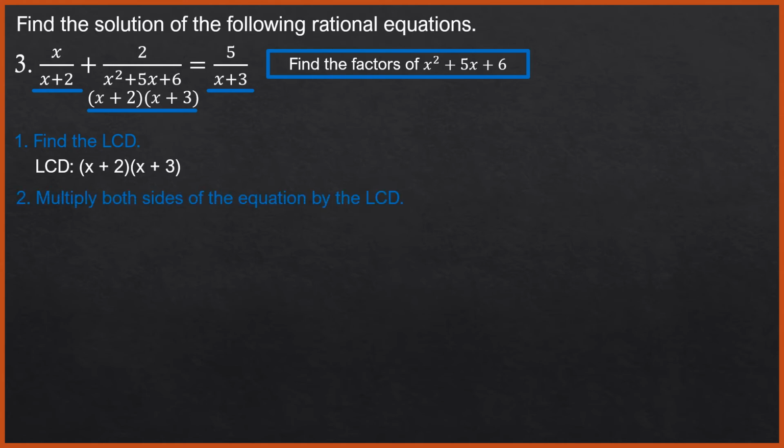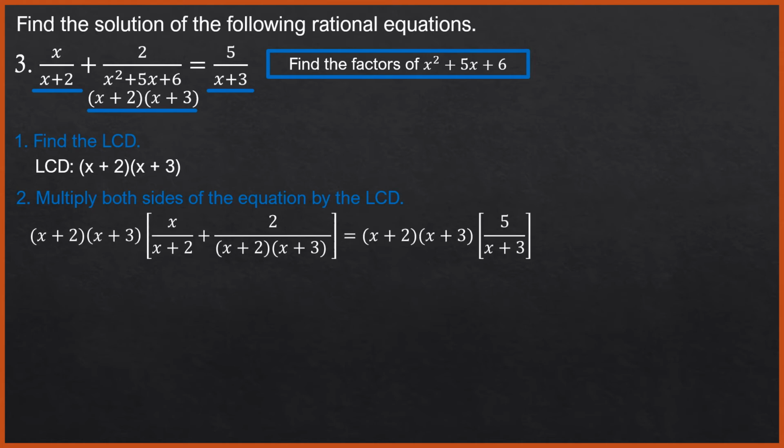Second step, multiply both sides of the equation by the LCD. So we have the quantity of x plus 2 times the quantity of x plus 3 times the quantity of x over x plus 2 plus 2 over the quantity of x plus 2 times the quantity of x plus 3 is equal to the quantity of x plus 2 times the quantity of x plus 3 times the quantity of 5 over x plus 3. Third step is we solve the equation.